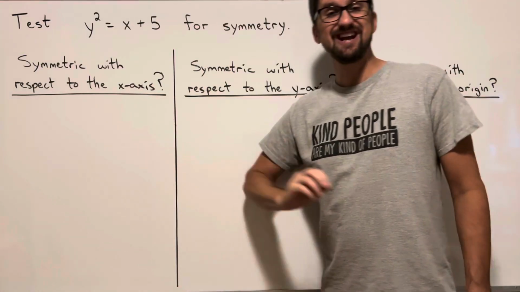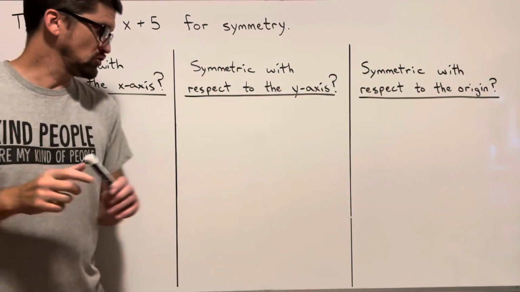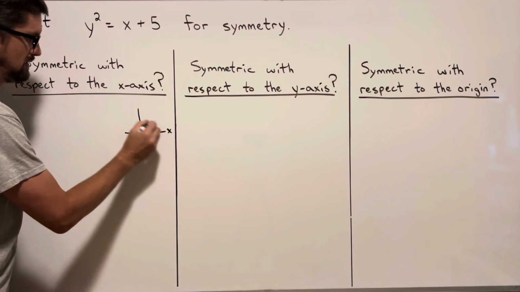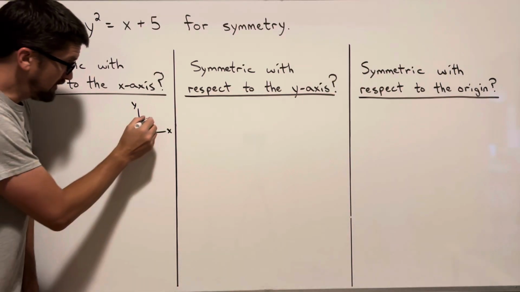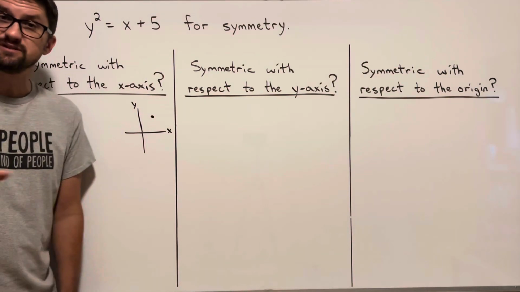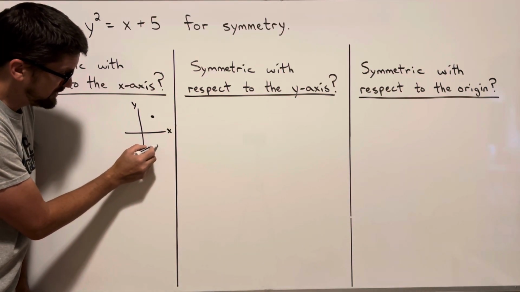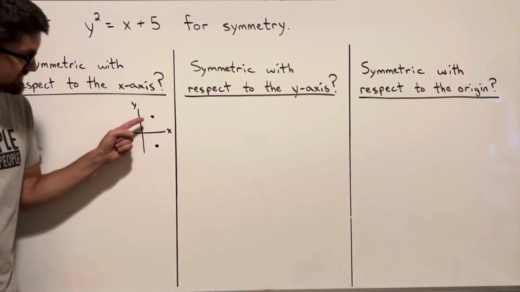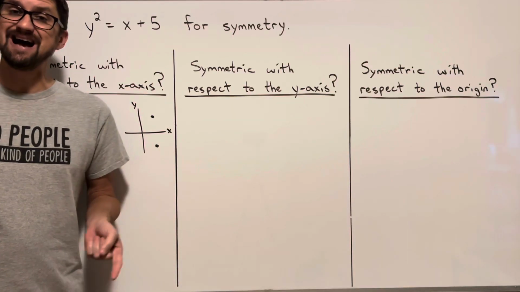Let's first check the x-axis. Now, if you think about a graph, say you have an XY grid here. If you have a point on the graph, say here, if it's symmetric to the x-axis, there has to be an opposite point straight across the x-axis on the other side of the graph as well. So you can see with this point, the x value stays the same, but the y value is opposite.